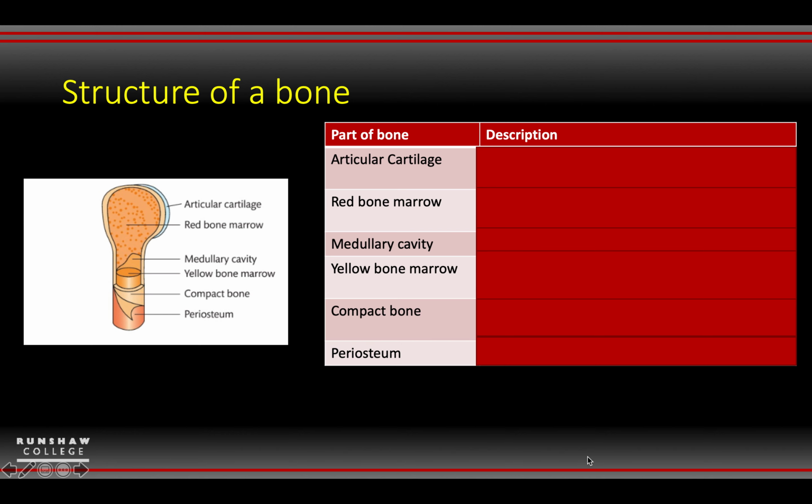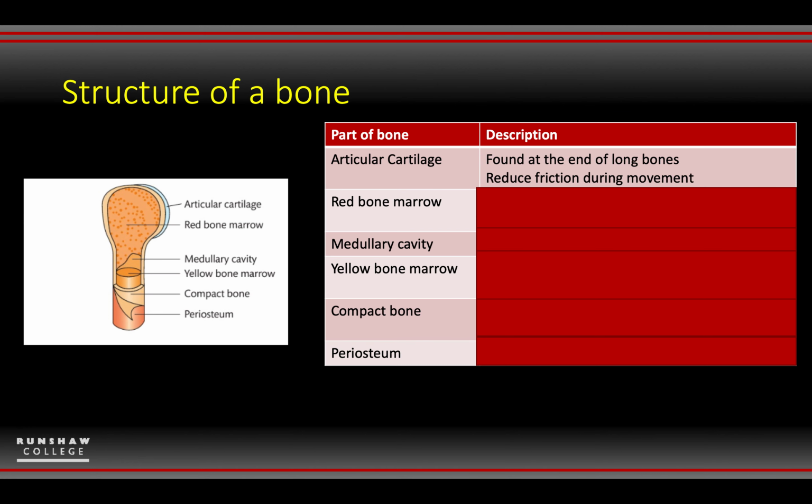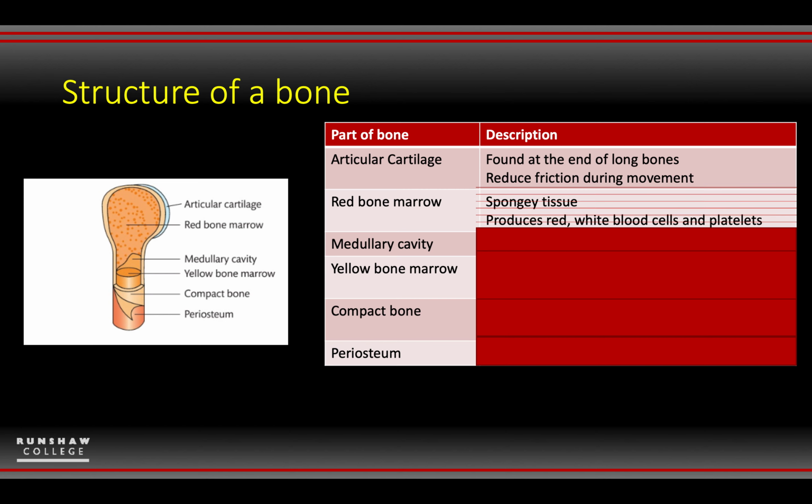Okay, so we're going to look at the structure of a bone here. And this is just a small section of it. On the outer layer of a bone we've got articular cartilage, and this allows long bones specifically to move around a joint and articulate, so they reduce friction.